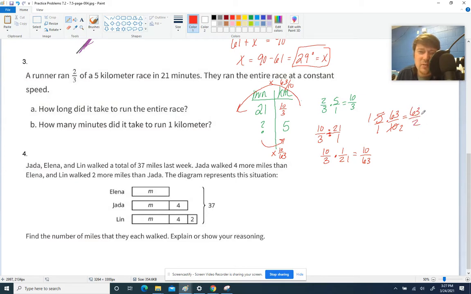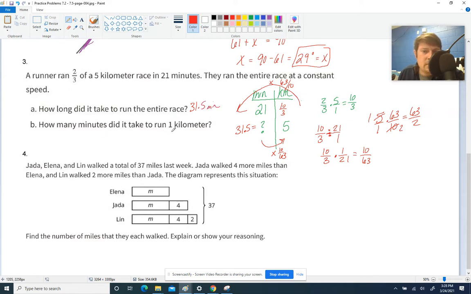Half of 63 would be 30 and 31 and a half. So it's going to take me 31 and a half minutes to finish this race if it took me 21 minutes to do 2/3 of it. So there's my answer there for the first part, 31.5 minutes.